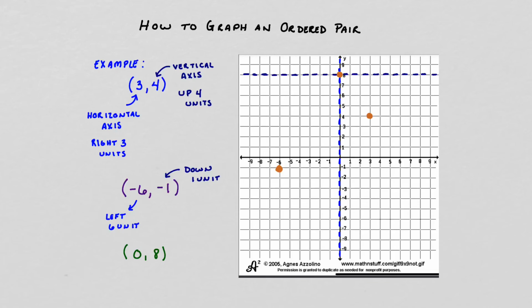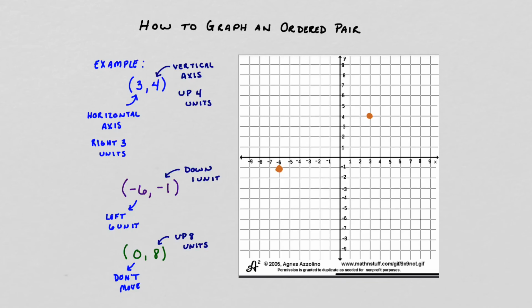Again, we can take a look at this using more of that directional approach. So a value of 0 in the horizontal position is really saying you're not going to move anywhere. So I'm not moving left, I'm not moving right, I'm just staying put. An 8, however, in the vertical position is going to say that we are going to go up 8 units.